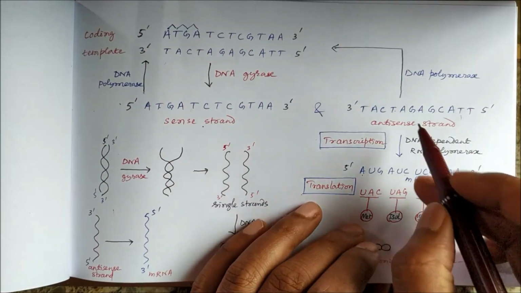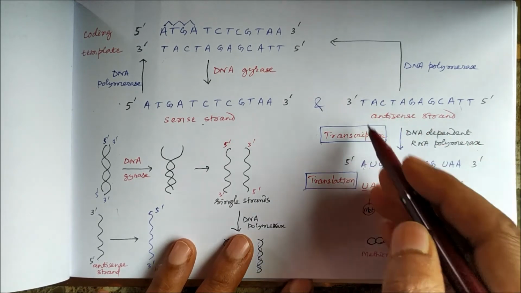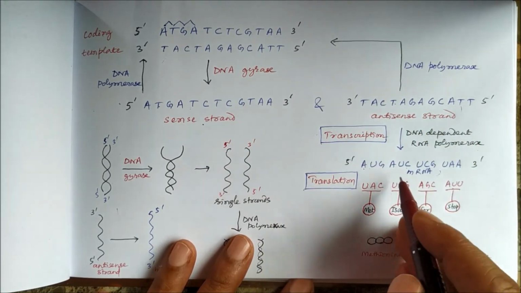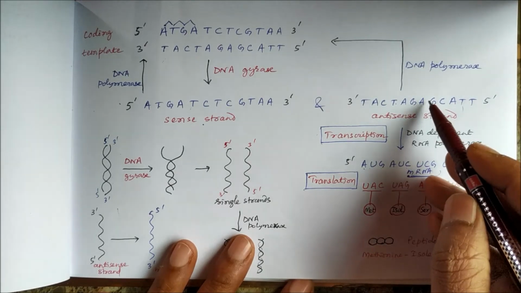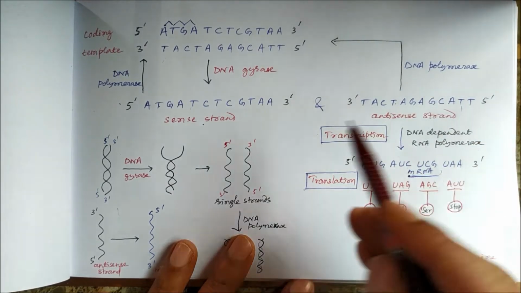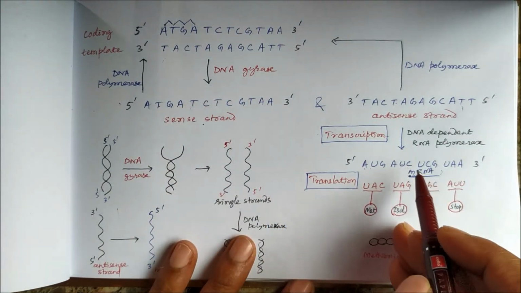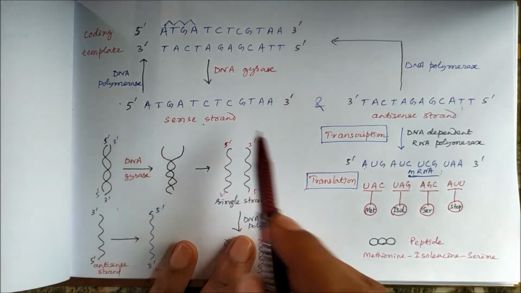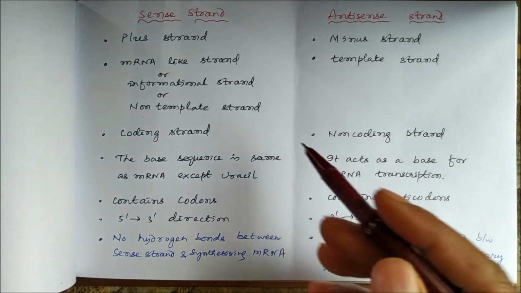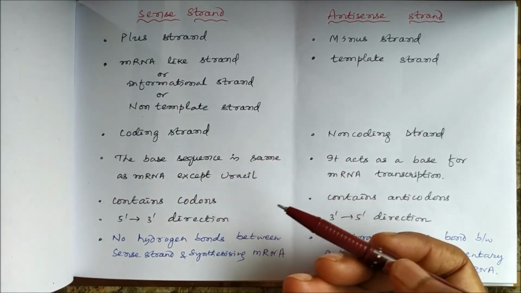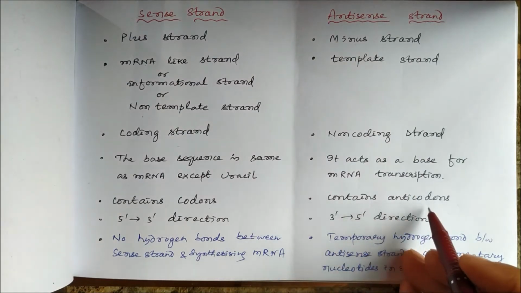So on the antisense strand, by the action of DNA-dependent RNA polymerase, the complementary bases are formed that form the messenger RNA. So it acts as a base for the synthesis of mRNA, whereas the codes, which are almost similar to those of messenger RNA, are on the sense strand. The only difference is thymine is replaced by uracil. So that's why we call the sense strand the coding strand. The sense strand contains codons, and the antisense strand contains anticodons.